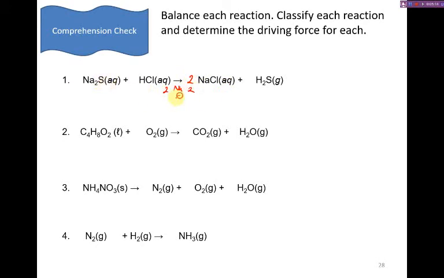Okay? Let's take a look at sulfur. We have 1 on the left, 1 on the right, so we're good so far. Hydrogen, we have 1 on the left and 2 on the right. So let's put a 2 here. And now we have 2 and 2 chlorines. Okay, so we're balanced. What type of reaction is this? This is a double displacement.